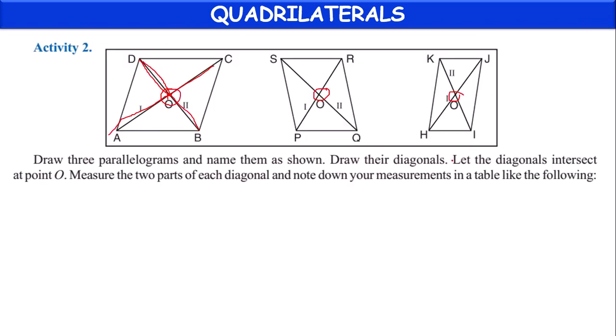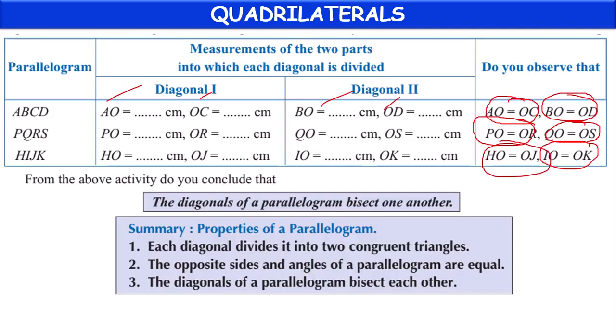Which means whatever diagonals are there, they have intersected at O. In which way? They are bisected. They are divided into 2 equal parts, so we call it bisect. Dividing into 2 equal parts is called bisect. So the diagonals of a parallelogram bisect one another.